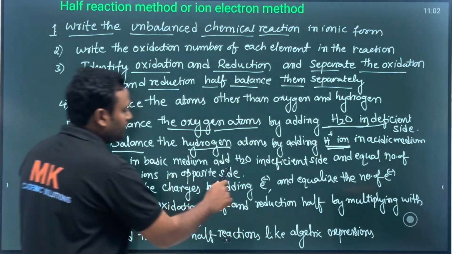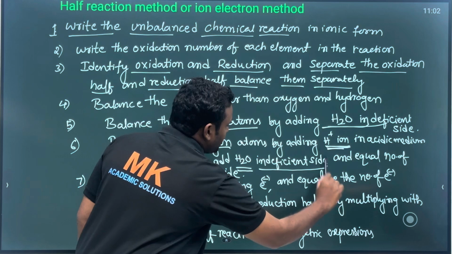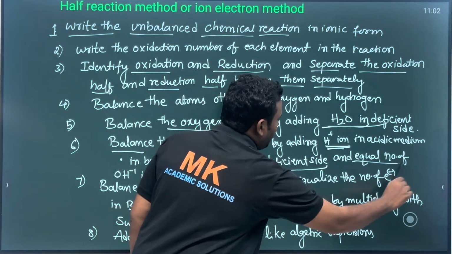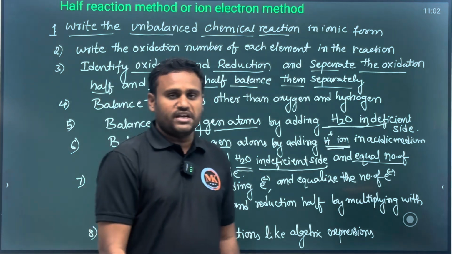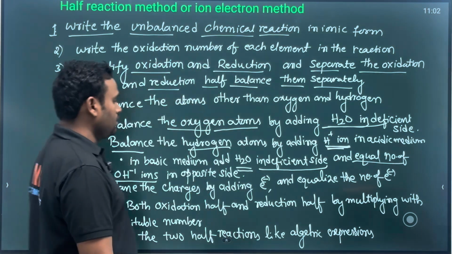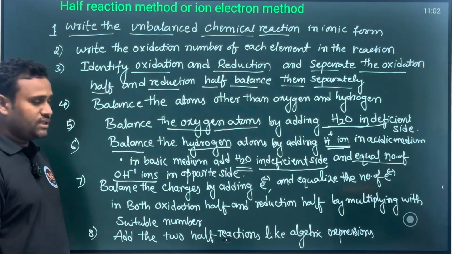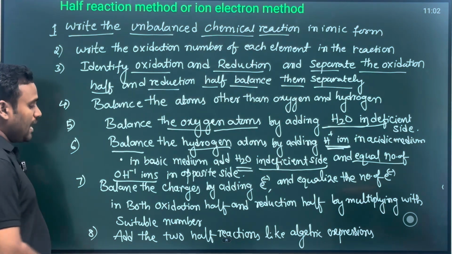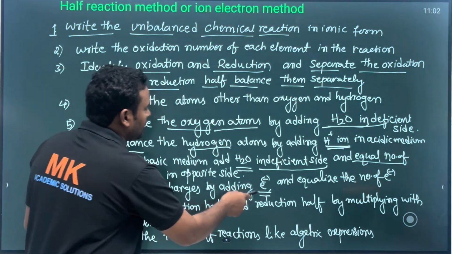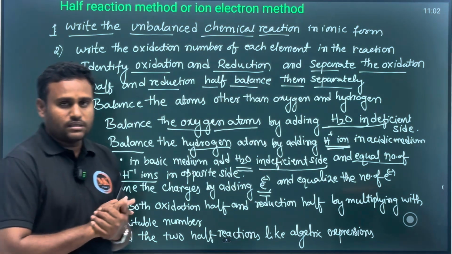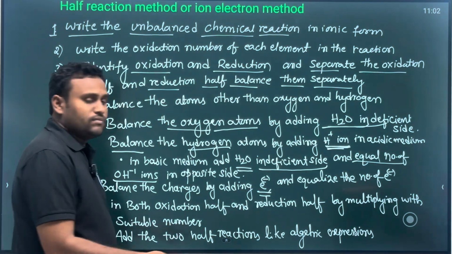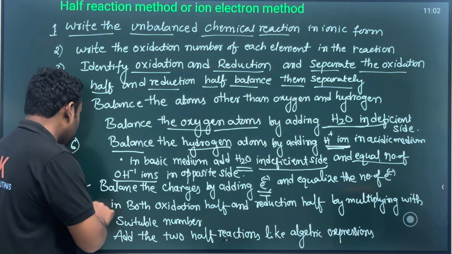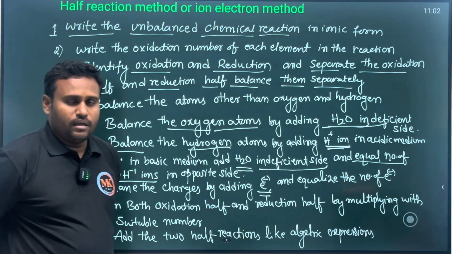In basic medium, add H2O on the deficient side and an equal number of OH minus ions on the opposite side. Next, balance the charges by adding electrons. I will explain this step while doing an example.